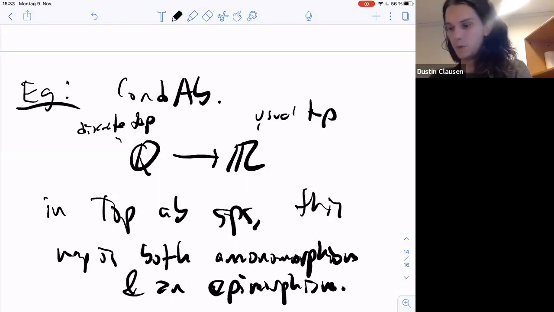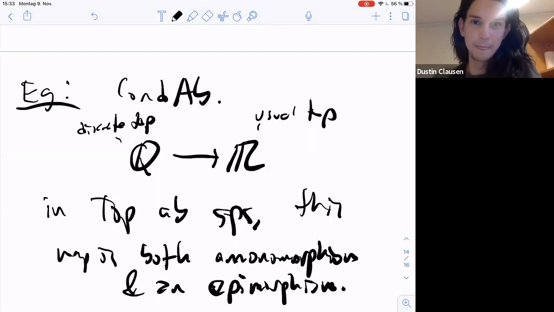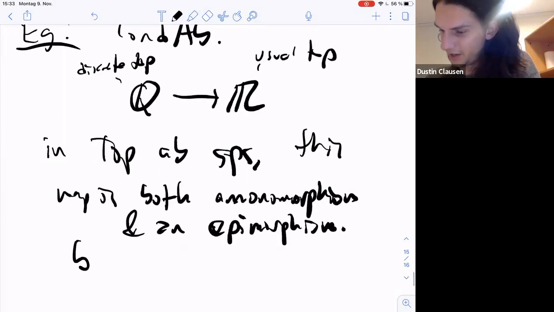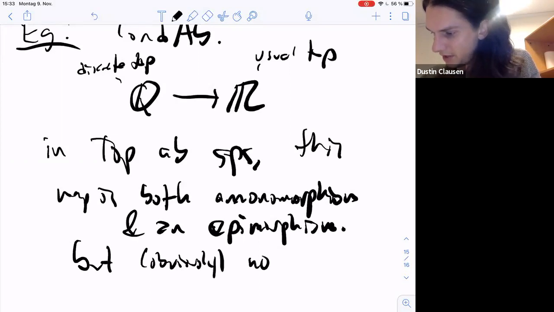So it's a monomorphism, because this sits inside of there, but it's an epimorphism because the image is dense. And that implies that if you have a continuous homomorphism here, it's determined by what it does on the rational numbers. But it's certainly not an isomorphism. Not an iso.